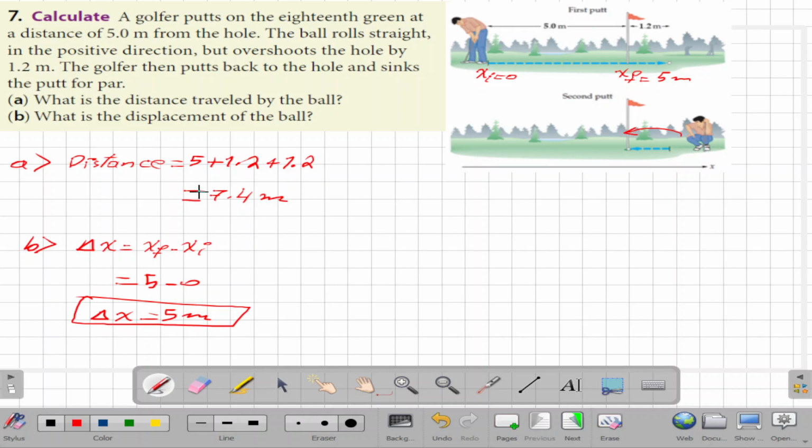Remember that the distance should always be positive, and displacement may be positive, negative, or even 0.